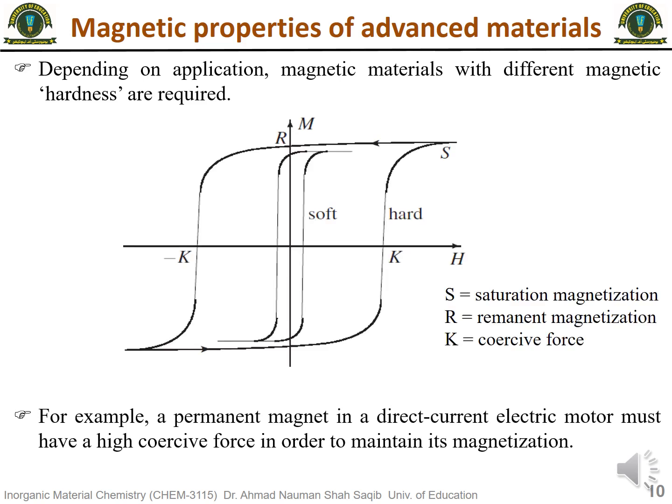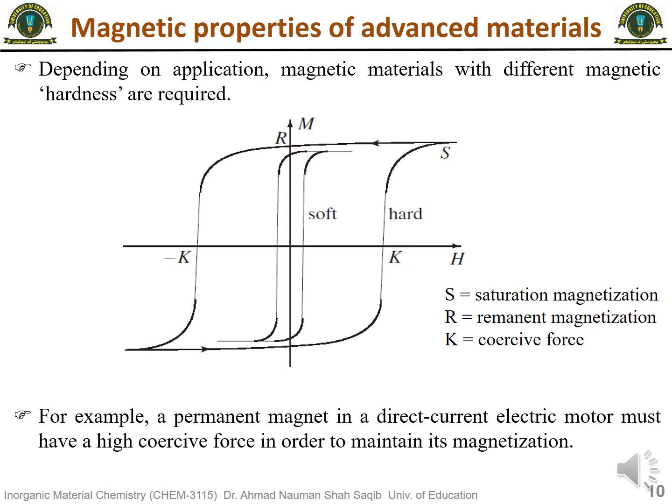Let's look at this diagram, which is the hysteresis plot. Here we can see two hysteresis loops, one written soft and one written hard. Here S is the saturation magnetization, the maximum magnetization the material can reach. R is the remnant magnetization, how much magnetization remains when we remove the external magnetic field, and K is the coercive force. So negative K is the amount of negative magnetic field required to demagnetize a material.